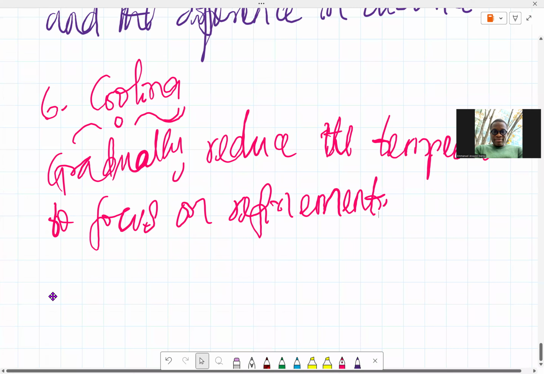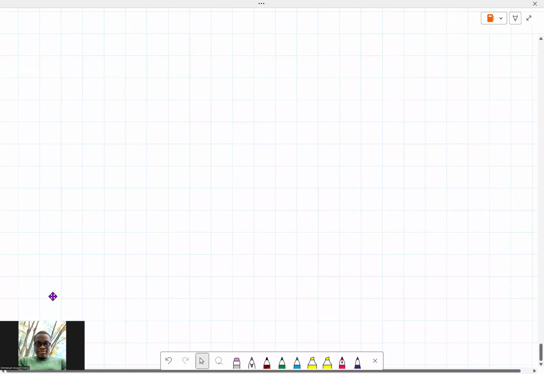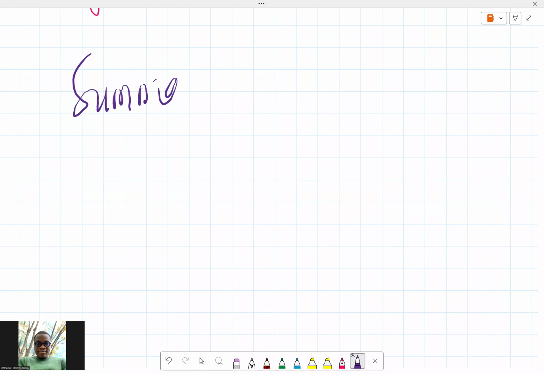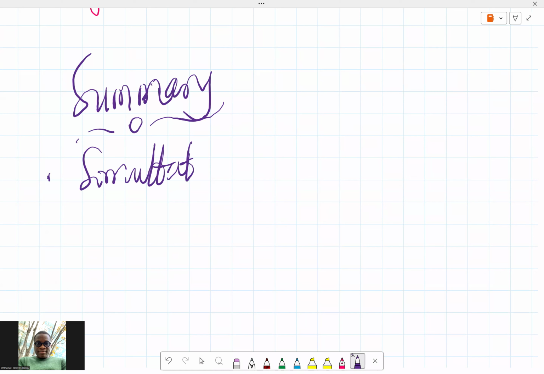Mimicking cooling in metallurgy. Let's see if I can get practice questions for us. Okay, before I even go to that, let's talk about summary. Can we just summarize? So first of all, the first example is too simple for simulated annealing because we can do it using other methods.